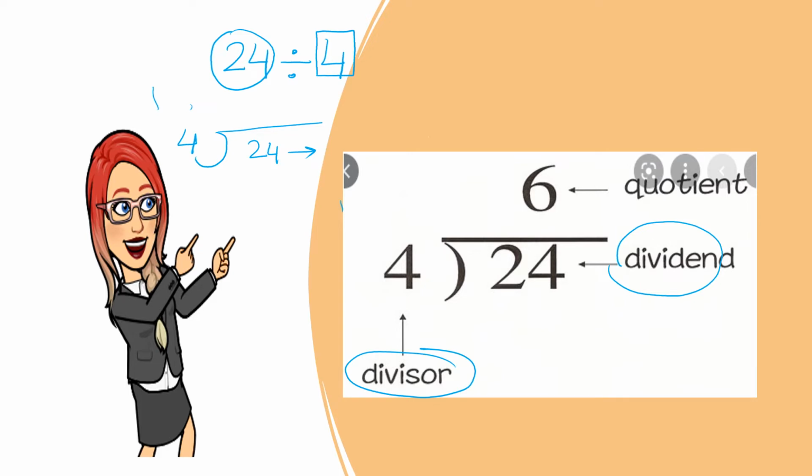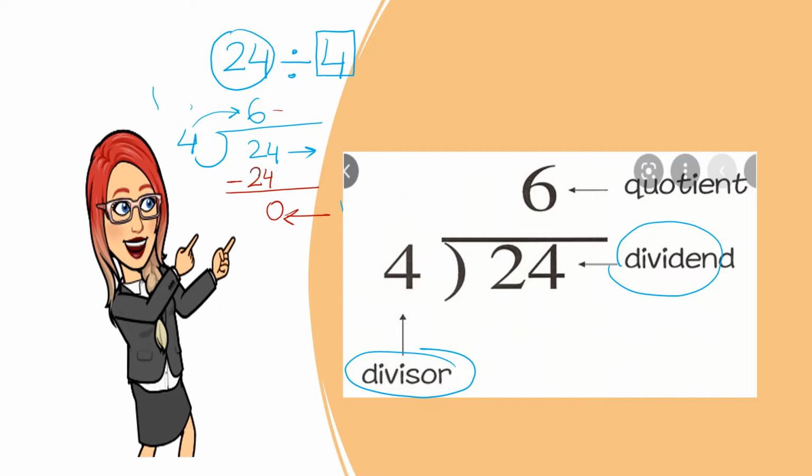Now, you know that 4 times 6 is 24. So you will write the number by which you multiply 4 to get that 24. You know that 4 times 6 is 24, so 24 can be written under that 24. Then what do you do? You subtract. So, 4 minus 4 is 0 and 2 minus 2 is 0. So, here when 0 is left, it means there is no remainder.